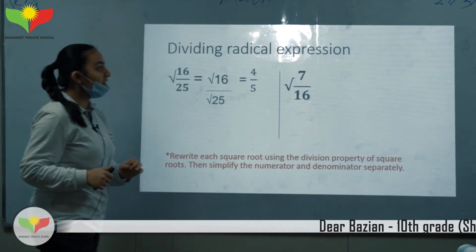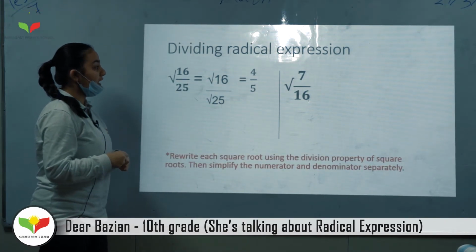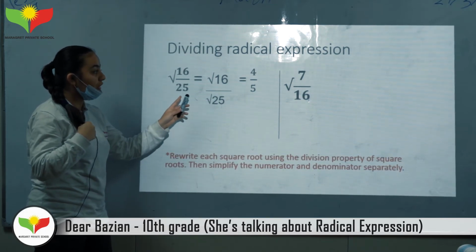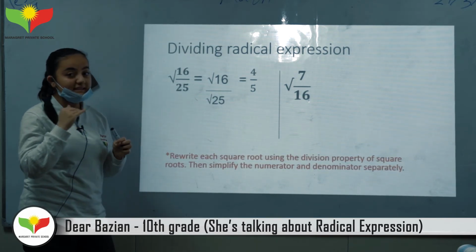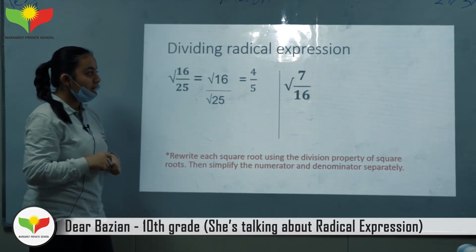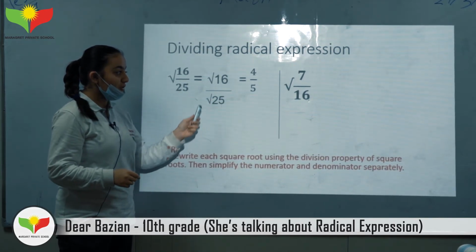So, dividing radical expressions. How can you divide a radical expression? We have this example, the square root of 16 over 25. We will write the square root separately for each of the numerator and denominator. The square root of 16 equals 4, and the square root of 25 equals 5.